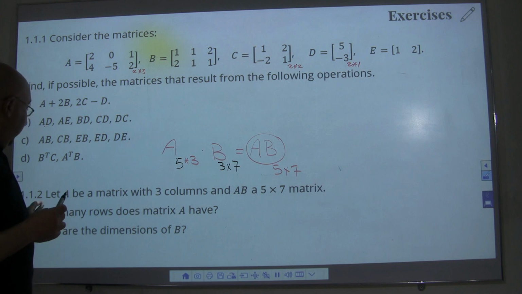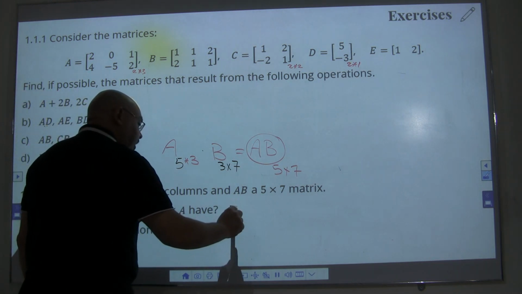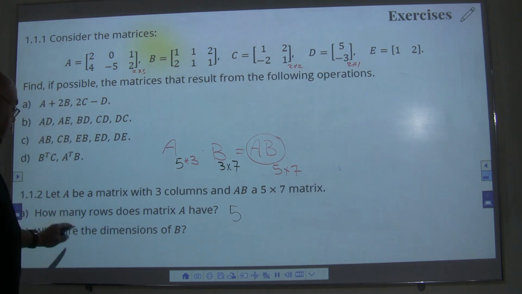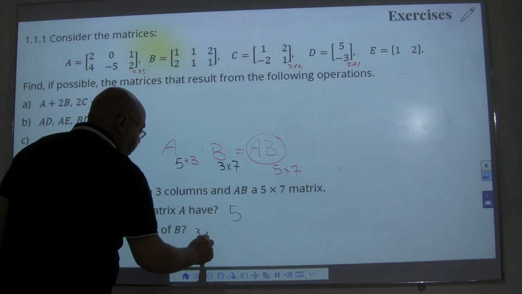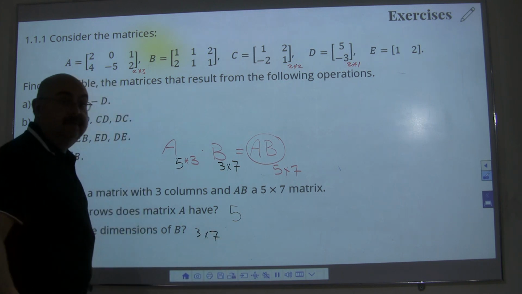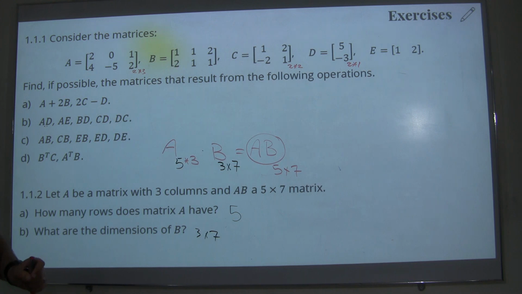So, how many rows does matrix A have? 5 rows. What are the dimensions of matrix B? Matrix B is going to be 3 by 7. That's it. Really a very simple question, but it needs experience. You can't answer such types of questions without writing. You have to try it.